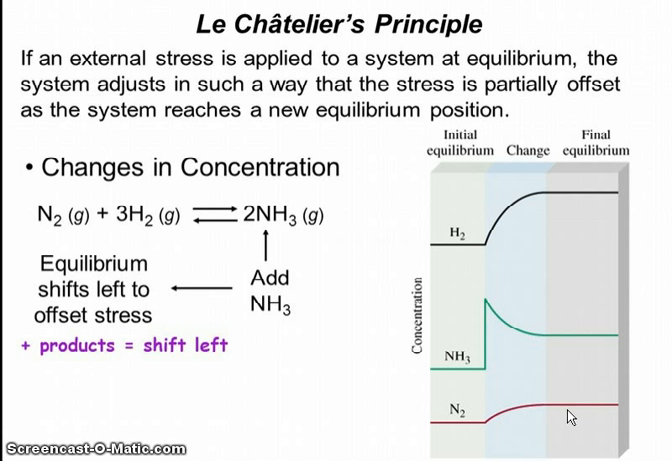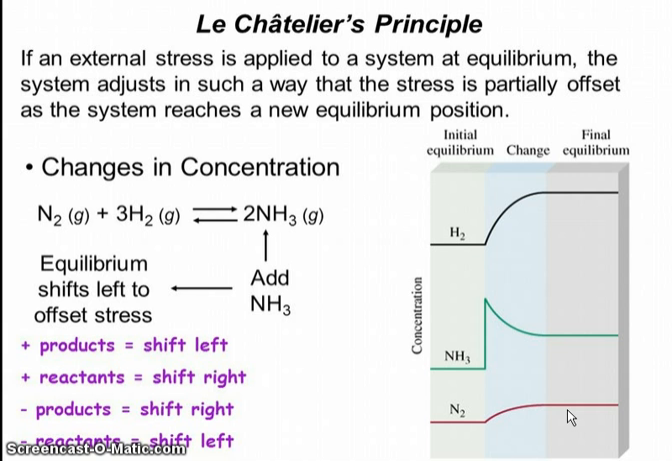So anytime I add products to a system that's at equilibrium, we're going to shift to the left to produce reactants. And if I add reactants, then we'll shift to the right to produce products. Conversely, if I remove products, then I will shift to the right to replace them. And if I remove reactants, I'll shift to the left to replace those. So again, it's all about relieving stress that's applied to a system.